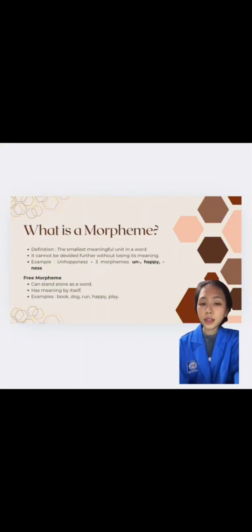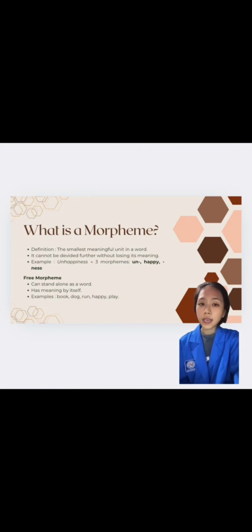Okay, for the next slide, it's what is a morpheme? A morpheme is the smallest unit of meaning in a language. For example, let's look at the word unhappiness. It has three parts: un, happy, and ness. Each part adds meaning. Un means not. Happy is the root meaning feeling good, and the ness changes it into a noun, so together they mean the state of not being happy.